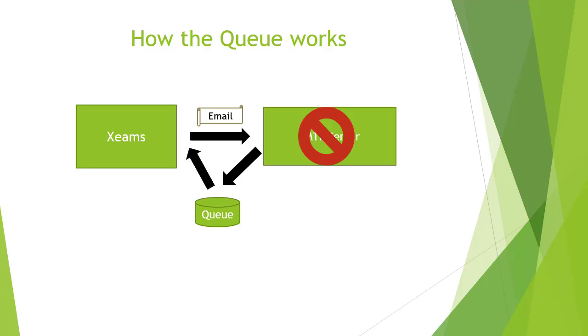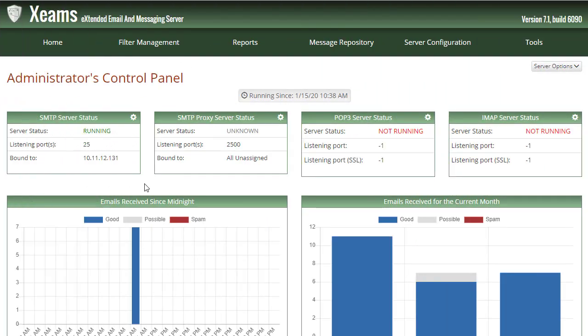Xeams will continuously try to send the message again until the queue time expires. This queue time is configurable in the admin console. Let's look at some examples.